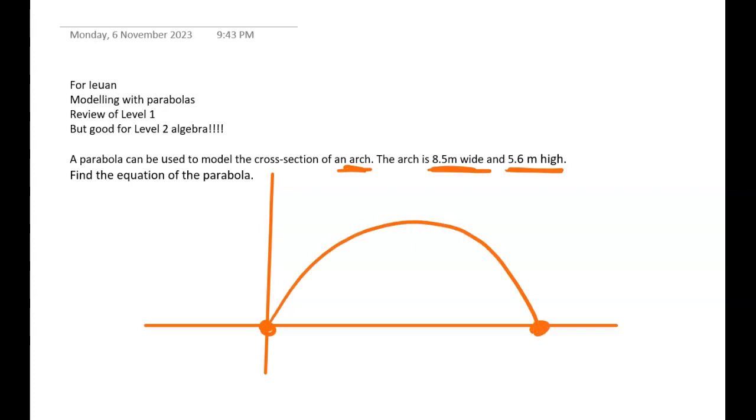We know that it's 8.5 metres wide. We're going to use the symmetry of the graph to say that we've got 0 here, we've got x here and y here, we've got 8.5 here. Now that means that we know that the vertex is going to be halfway between 0 and 8.5 at 4.25, and we've been told that the highest point is 5.6 metres.